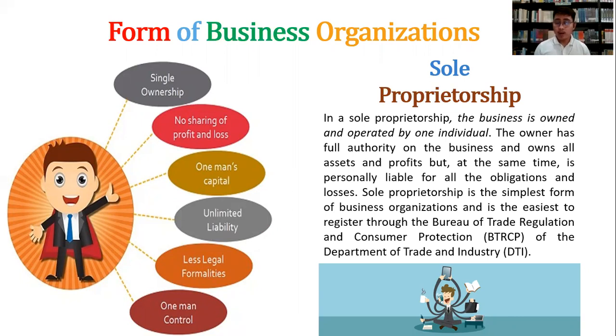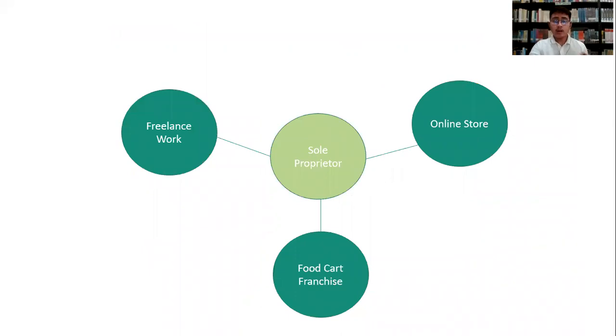But then, once naman na hindi maganda yung takbo ng isang negosyo at nagkaroon ng loss, so lahat ng liability and loss ng isang business ay mapupunta din sa iyo. Okay? So one man's capital, unlimited liability, you also have less legal formalities and one-man control. Tandaan, that is sole proprietorship. So these are the examples of sole proprietor.